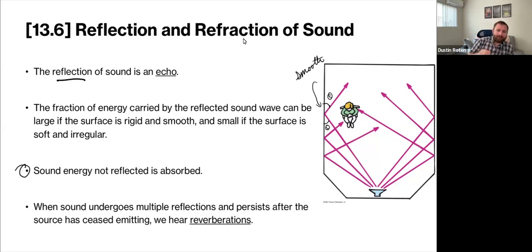Now if a sound undergoes multiple reflections, so if these are bouncing all over this room here, and it keeps going after the source is stopped, that's actually called a reverberation. So if you're in a very smooth, maybe metallic room, you'll get a lot of reverb in there. So you'll keep hearing that sound even after the source is stopped.